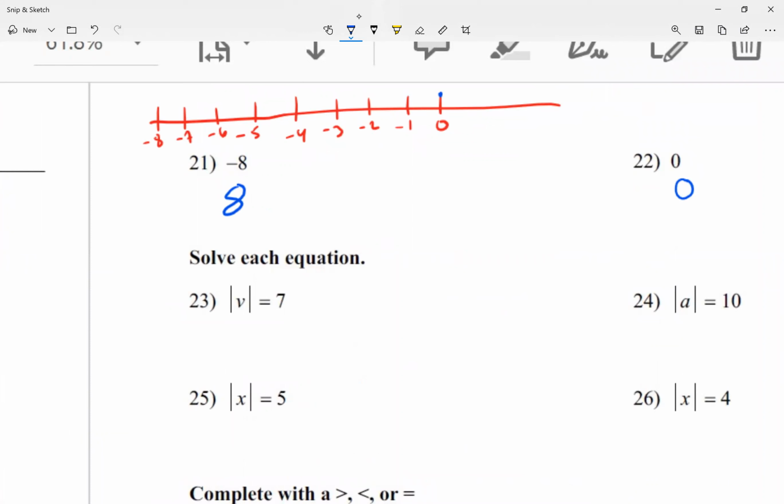Another way I could have done question number 21, I could have given you the -8, and I'm going to use these bars right here, right? The distance from 0. Some people call it absolute value. Absolute value, it's always a positive number, right? We can also call it the distance from 0.